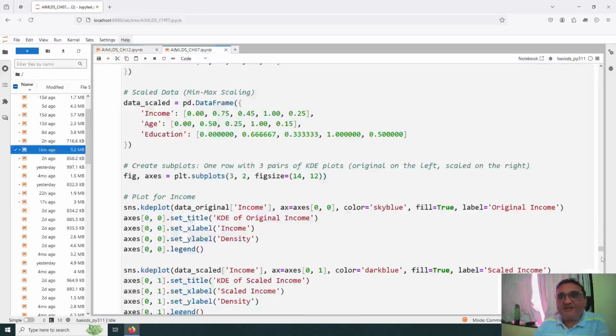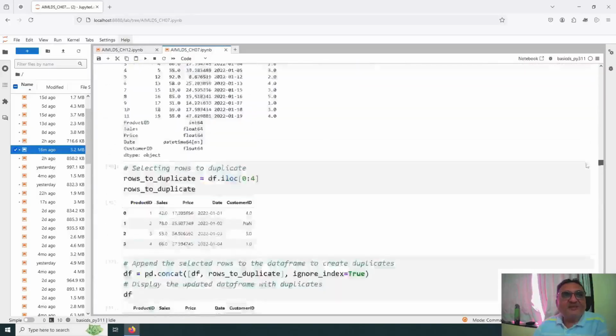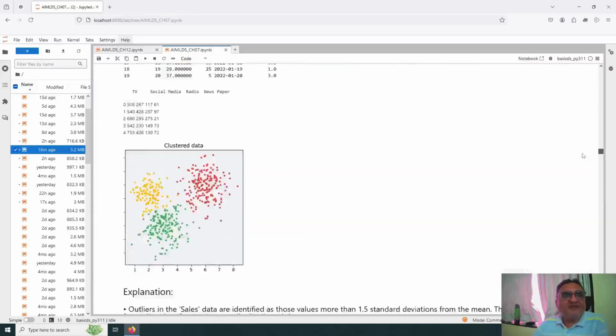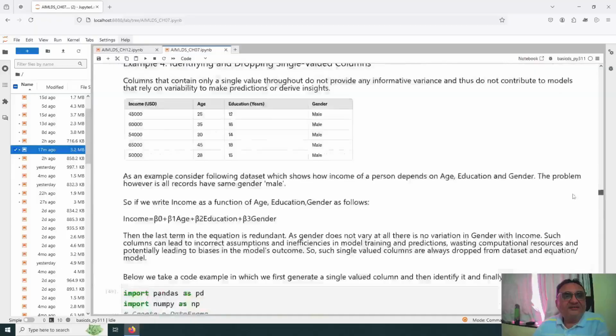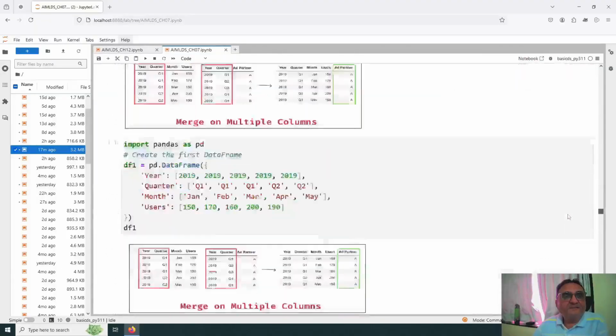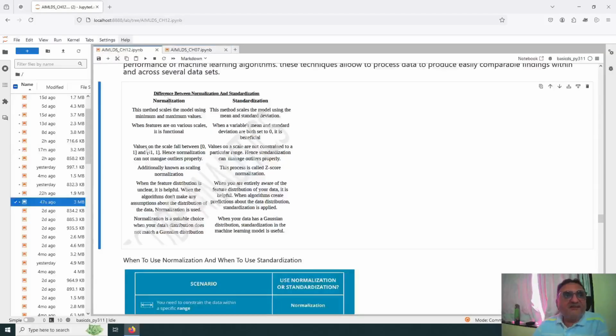And we learned its basic technique by definition using that table at the very beginning in that 7th chapter. This table. Okay, this is how you can do it. So normalization is nothing but min-max scaling. Then, when features are on various scales, normalization is functional.